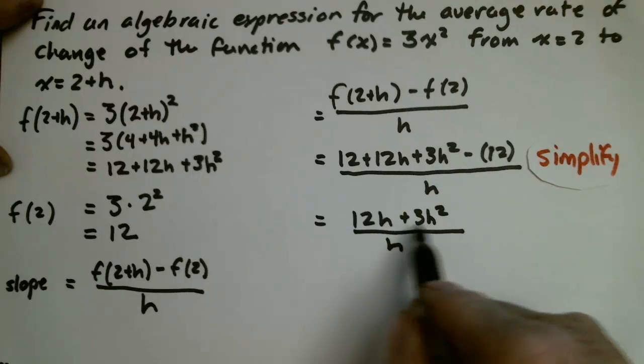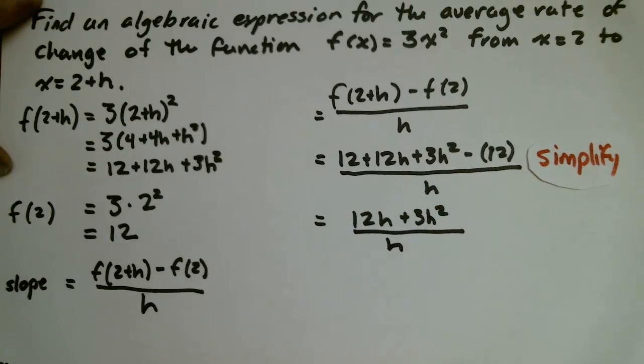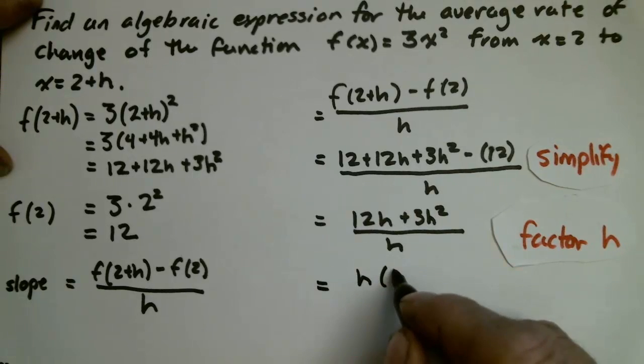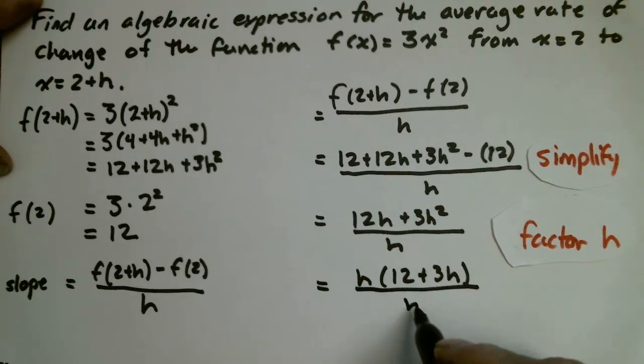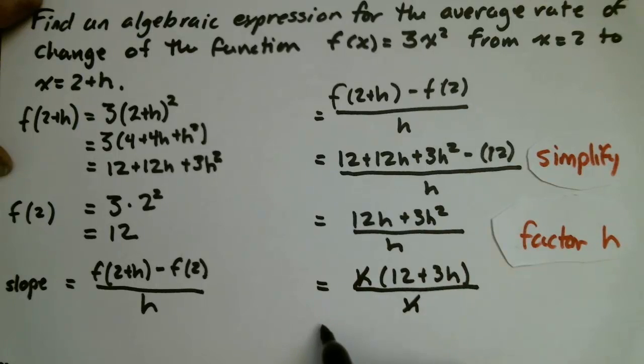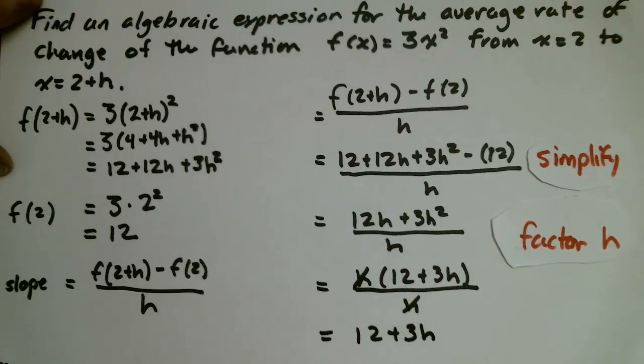Now I'm seeing an h that's common in the top and common in the bottom. And so what I'm going to do is factor an h out of that. And so h times (12 plus 3h), there's the same expression, over h, and those are going to cancel, and I'm almost out of room, but I end up with 12 plus 3h as my final expression for the rate of change between 2 and 2 plus h for this function. And I can see that it depends on the size of h, and that just makes sense.